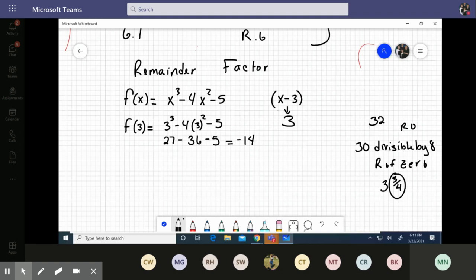So is x minus 3 a factor? No. What would be the remainder of x minus 3? Negative 14. Okay? They're calling it the factor theorem and the remainder theorem. It's not the same thing, but you do the same step. All I had to do was find out what was f of 3.